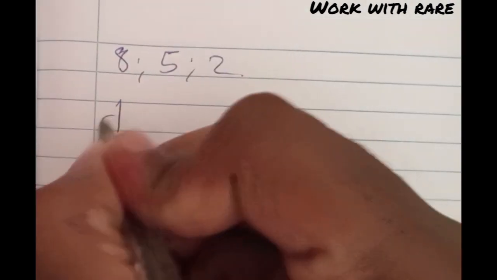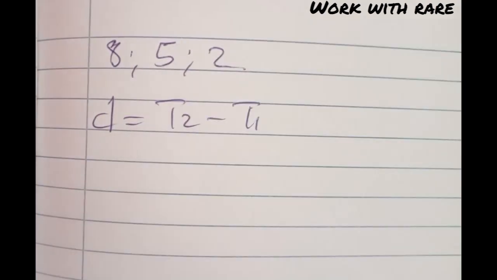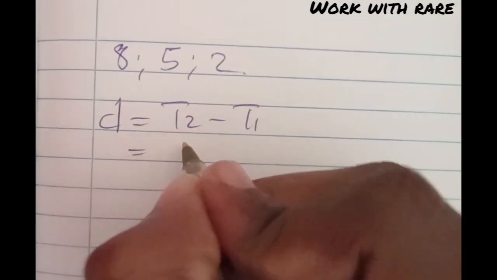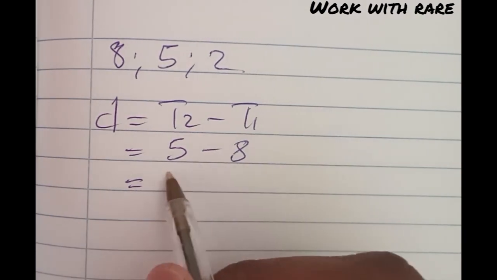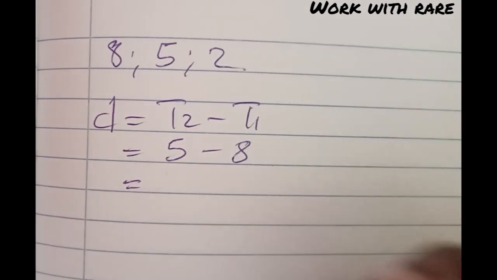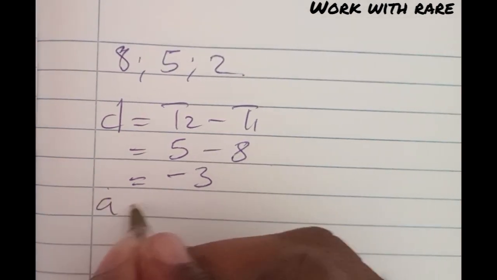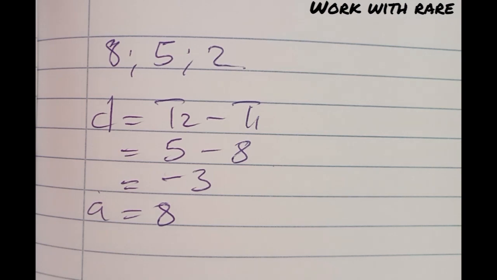For the difference, the formula doesn't change. It's T2 minus T1. Our T2 is 5 and our T1 is 8. 5 minus 8 is how much? It's negative 3. And our A is 8. Okay, I have my difference and I have the first term. So let's check the question.